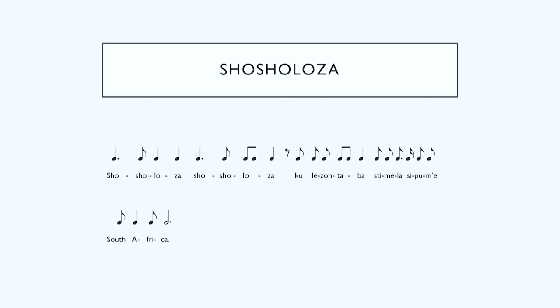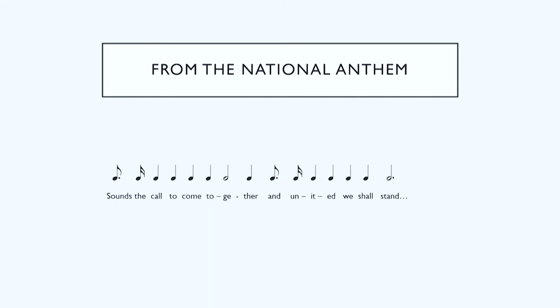Now, there are some other examples which you will be familiar with. Here's a little bit of the national anthem. Here you can see a dotted quaver followed by a semi-quaver. And I'll sing it for you now, then you can hear what it sounds like.